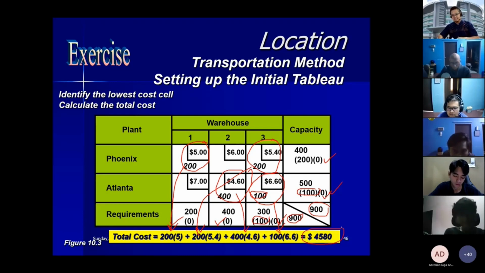Alhamdulillah, good. So please double check again. Please find out what the rule of thumb is in order to calculate this transportation method. We need to find the lowest cost for each of the small cells, then sequence from the lowest to the highest until the balance for the capacity and requirement is 0.